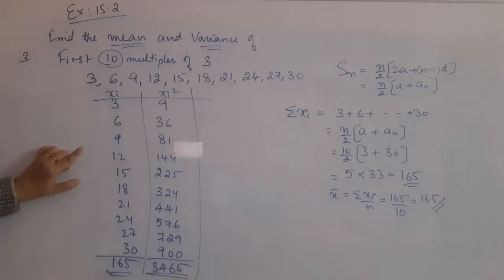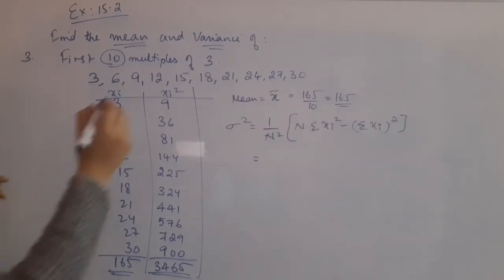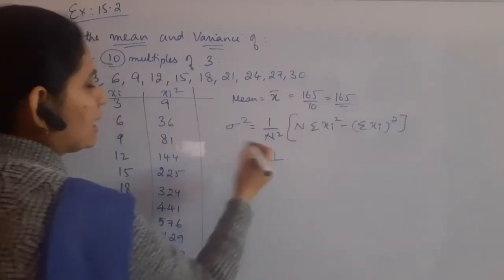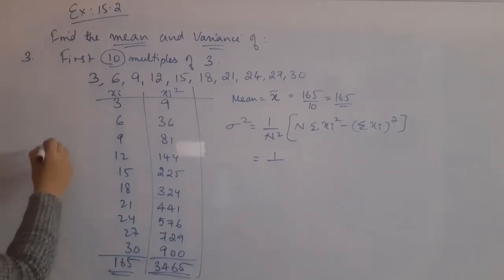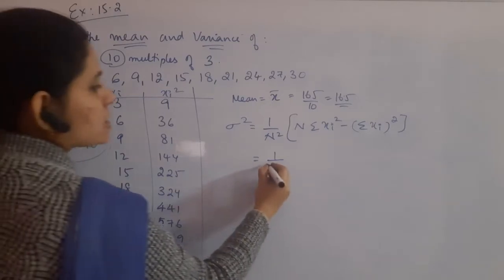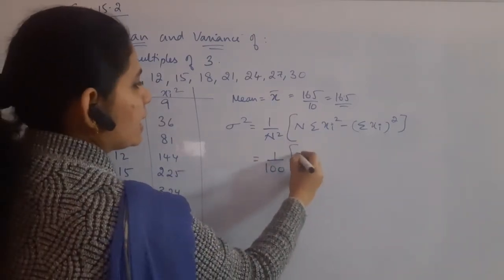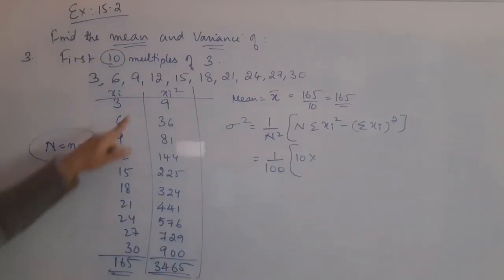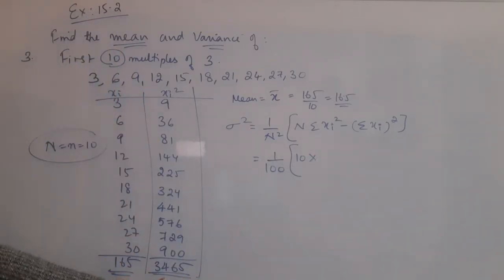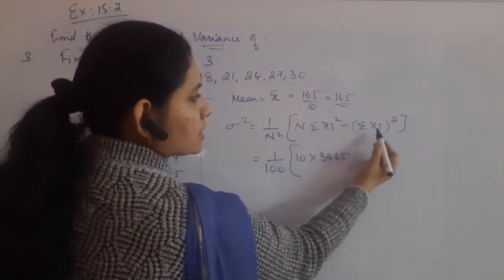Now we can move on to what is sigma square. Sigma square is 1 by n square. Here n is your capital N or small n, it is 10 only. So replace it with 10, that is you will get 10 square, which is 100, into 10 into sigma xi square. It is 3465. You understood the meaning of these things separately.